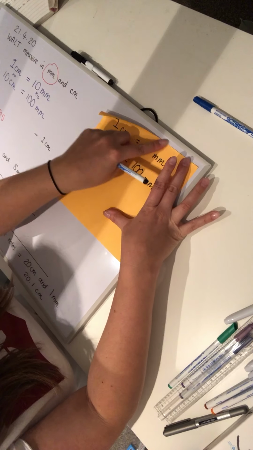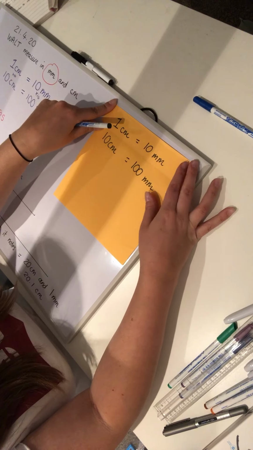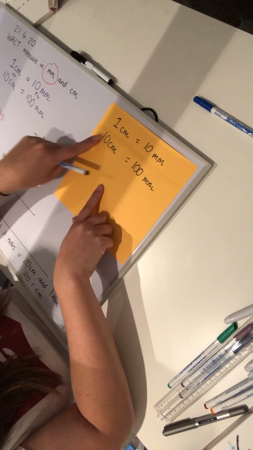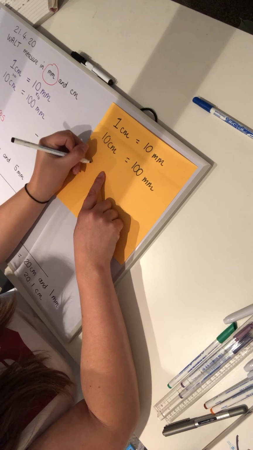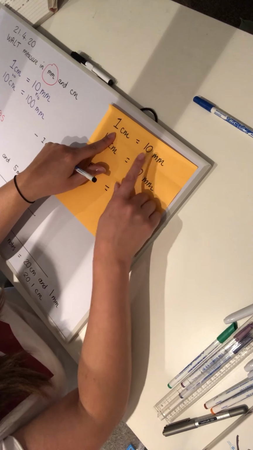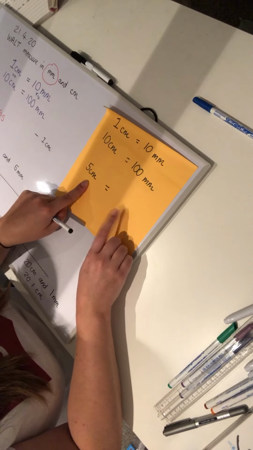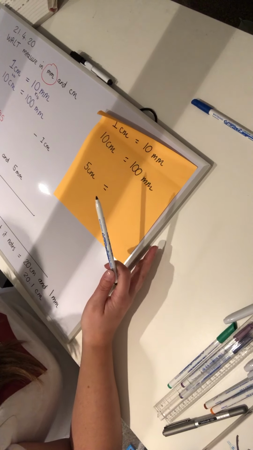I have a challenge for you. If anybody's watching this video and you'd like to do the challenge, you can comment in the maths work to see if you can do it. So in 1 centimetre is 10 millimetres. I wonder if you can work out 5 centimetres. If 1 centimetre is 10 millimetres, 5 centimetres is going to be what? See if you can figure that out. Okay, that's your challenge for today.